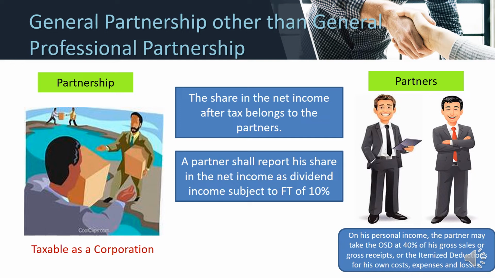So, in here, pwedeng ang partnership pipiliin OSD at yung partner pipiliin din OSD. Or pwedeng ang partnership pipiliin itemized at si partner itemized din. Or pwedeng OSD si partnership, itemized si partners, or itemized si partnership, OSD si partners. So, it depends sa kung ano yung pipiliin nila. Hindi na dependent yung pipiliin nilang mode of deduction sa kung ano yung pinili ni partnership. Unlike dun sa GPP, na dependent ang pipiliin ng partners sa pinili ni partnership na mode of deduction. And here, the partners are free to choose kung ano yung gusto nila, OSD or itemized, regardless kung ano yung pinili ni partnership.